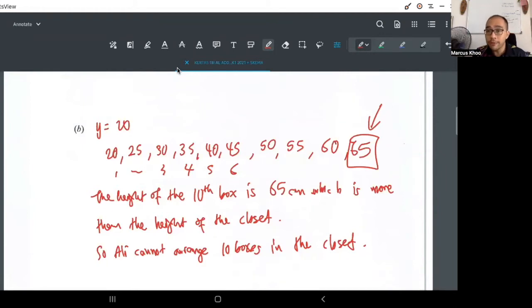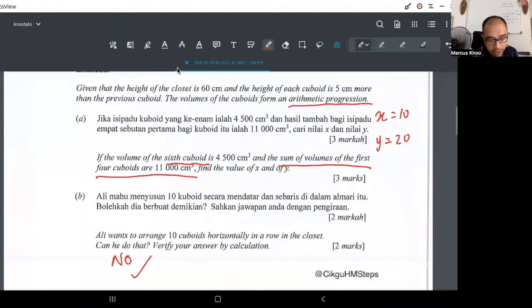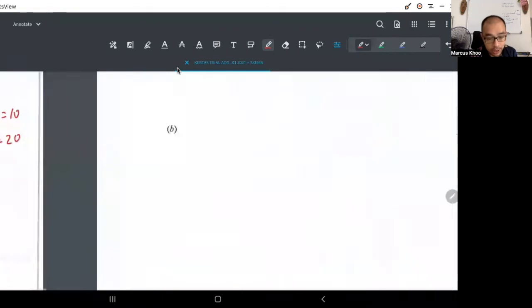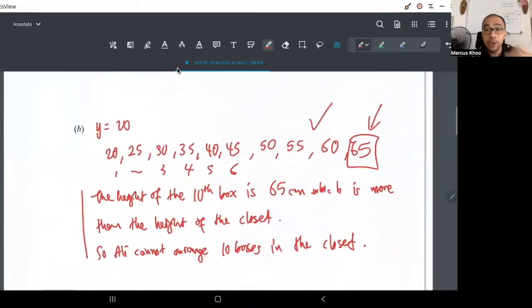Okay, so don't be afraid. Sometimes don't be afraid to think about it logically and write your answer in the form of a sentence. Okay, the question said yes, verify your answer by calculation. This is it. Okay, you are verifying your answer by calculation. As long as, but of course you must list everything. Don't just go 20 and then straight to 65 like that.